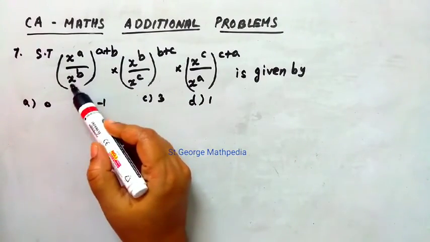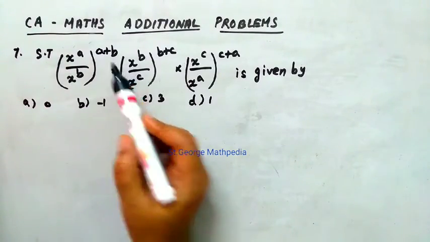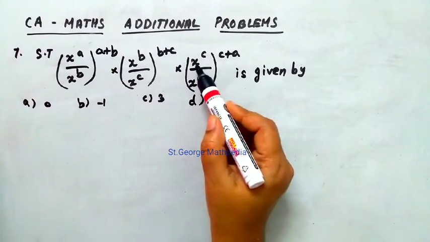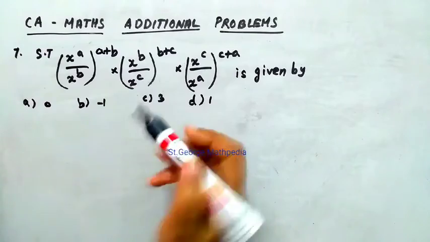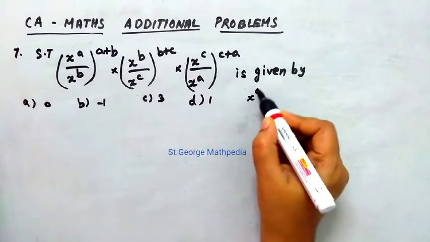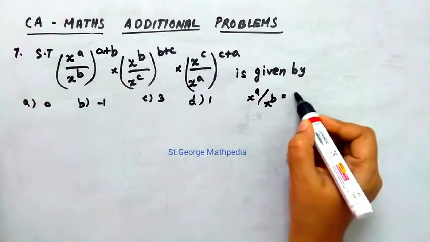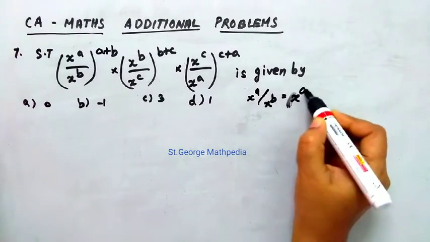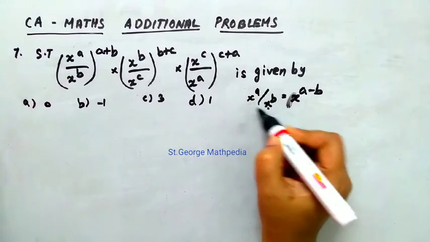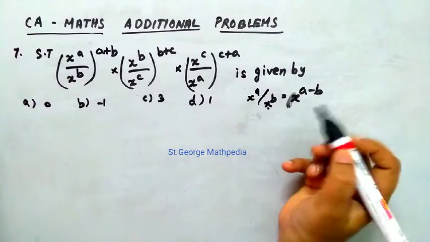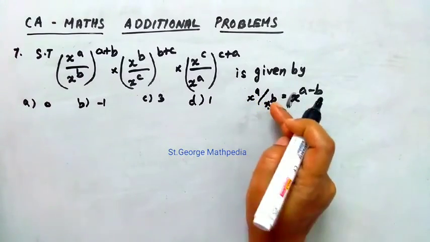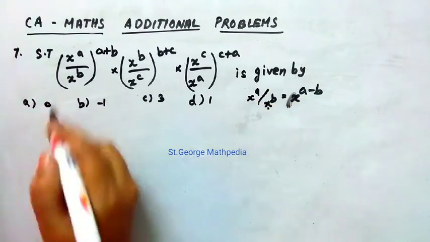Next problem is (x^a / x^b)^(a+b) into (x^b / x^c)^(b+c) into (x^c / x^a)^(c+a), right? So you can write x^a by x^b as x to the power of a minus b. If you have the same base and the terms are in division, then you can subtract the powers. So x^a by x^b is x^(a-b).